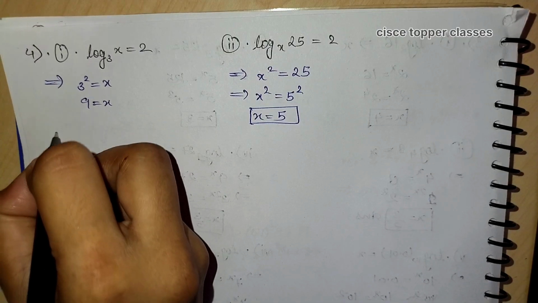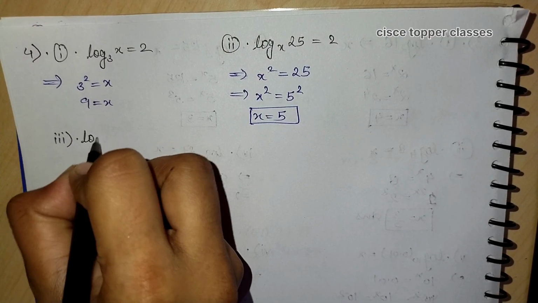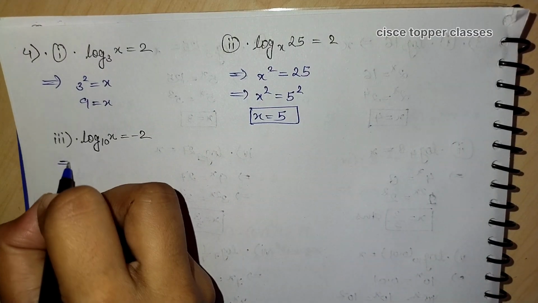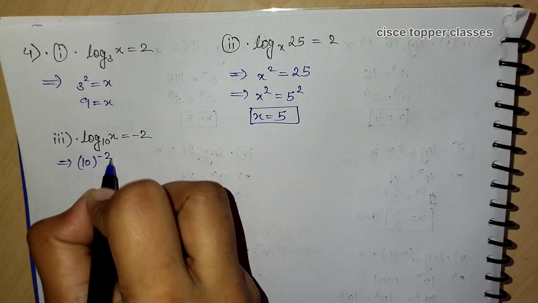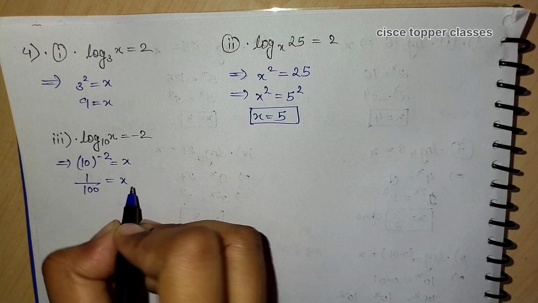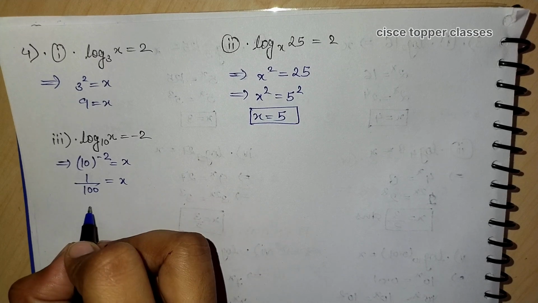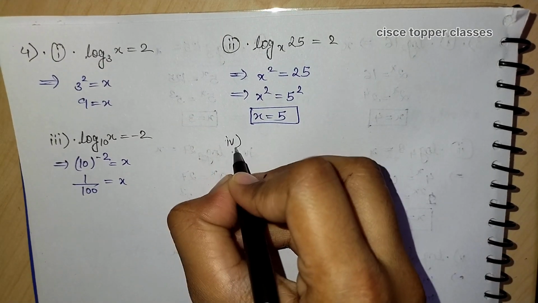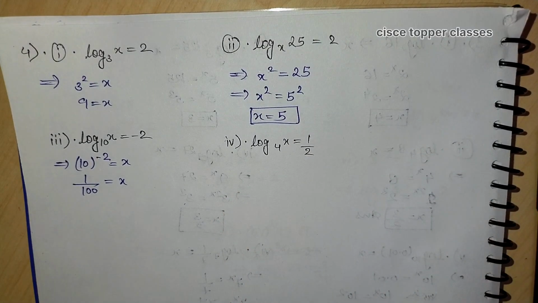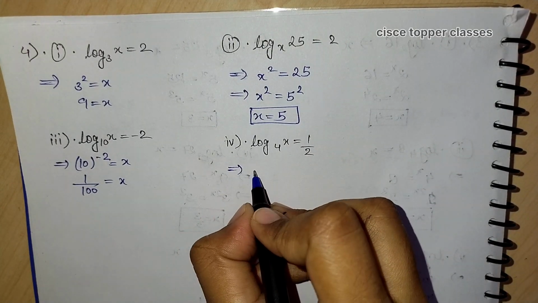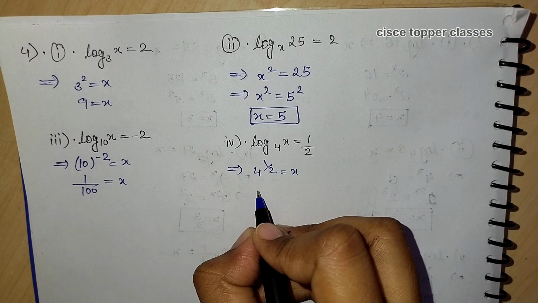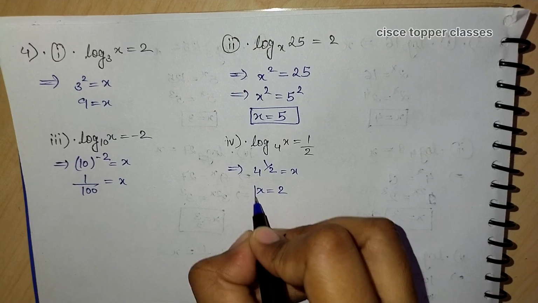Now we have to solve the third part here, which is log of x with base 10 equal to minus 2. Again, we can write 10 to the power minus 2 equal to x. So it will be 1 by 100 equal to x, and x will be 1 by 100 from here. Now we will solve the fourth part here, which is log of x with base 4 equal to 1 by 2. We can simply write it as 4 to the power half equal to x. So it will be x is equal to 2 from here.